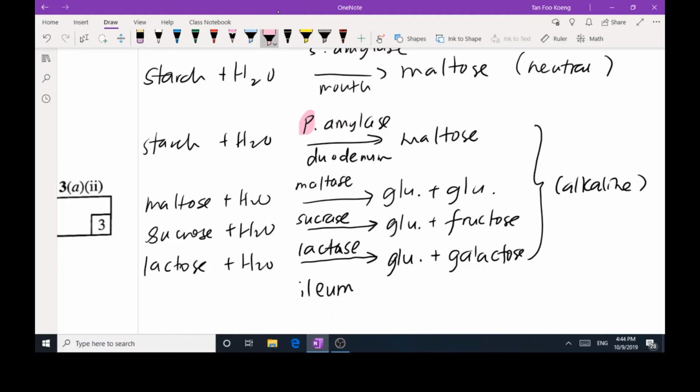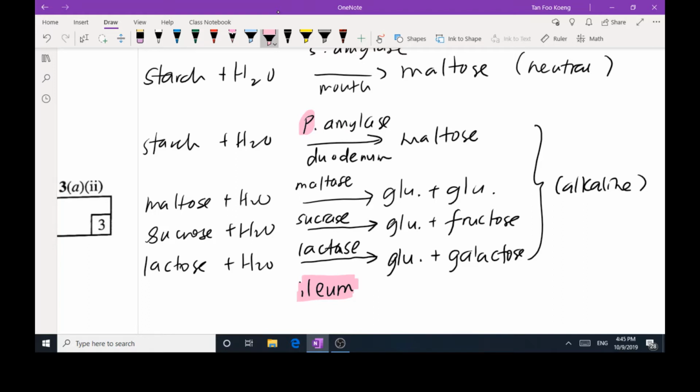It enters the small intestine. But the maltose will continue to be broken down to glucose only. Sucrose is a disaccharide, so it is not broken down at the mouth, stomach, or duodenum. It is only broken down in the small intestine. All right, small intestine. Another name for small intestine is ileum.